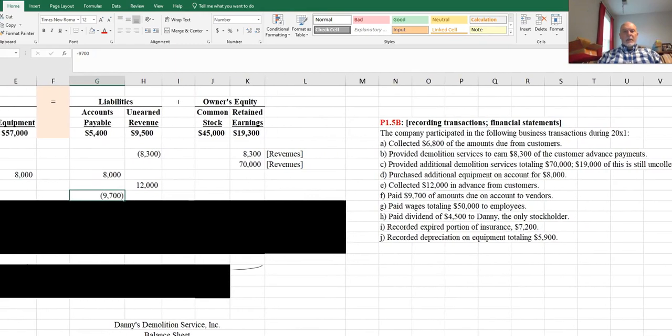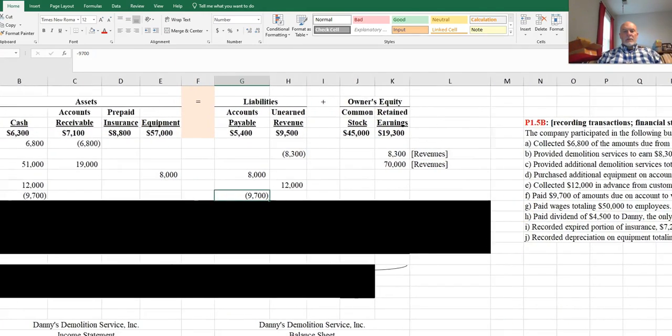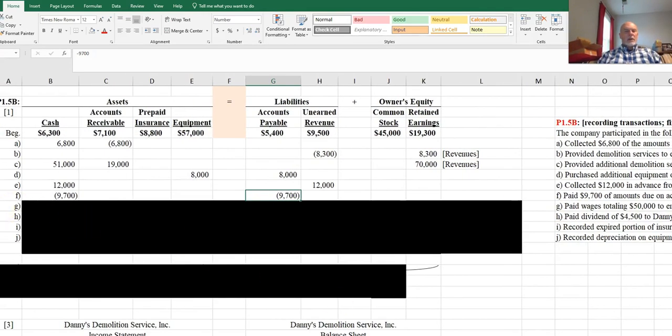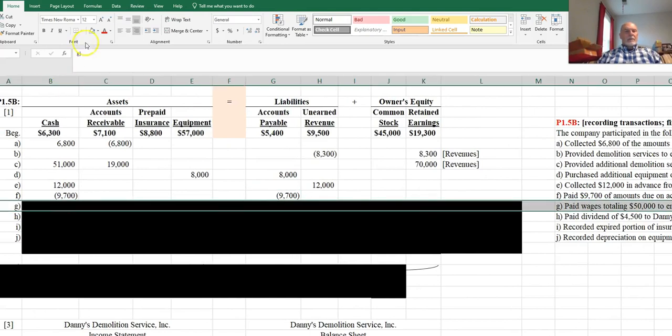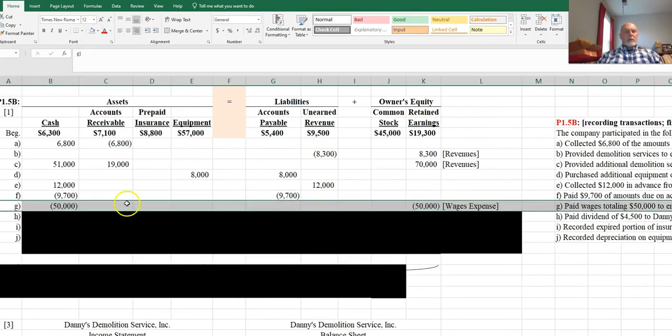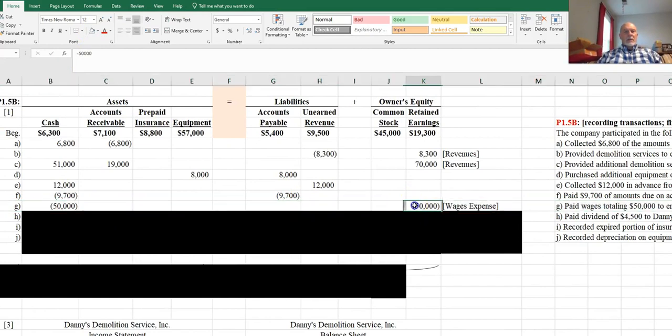Item G, paid wages totaling $50,000 to employees. Okay, so cash, of course, is coming down. And this time we're paying for wages. Wages, we're paying for last week or last whatever the time period is. Wages are paid after the fact. So we're not buying a future benefit. We're paying for something that's already happened.